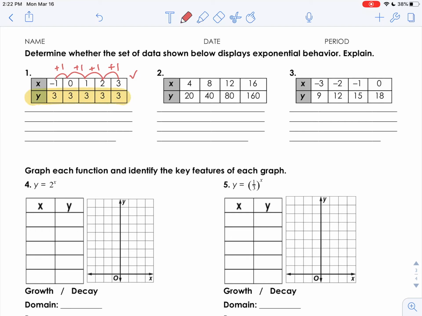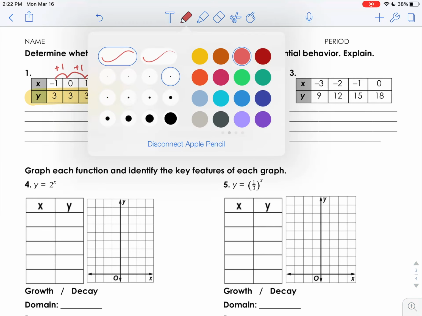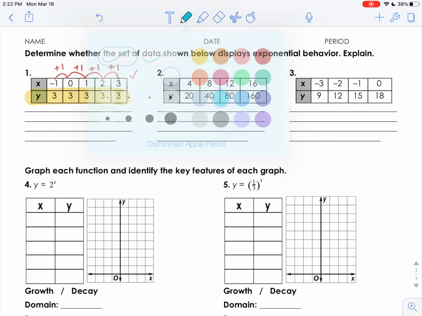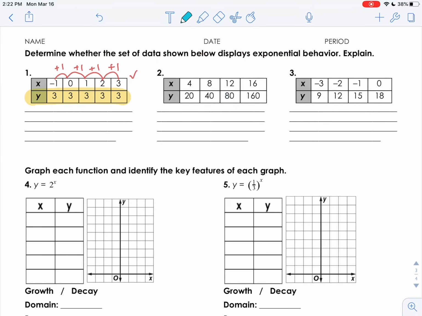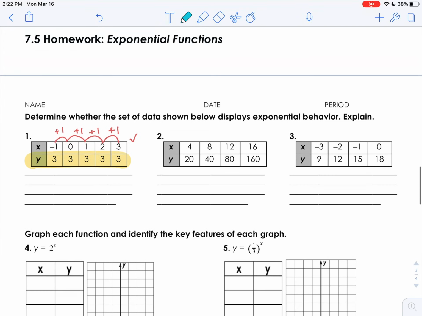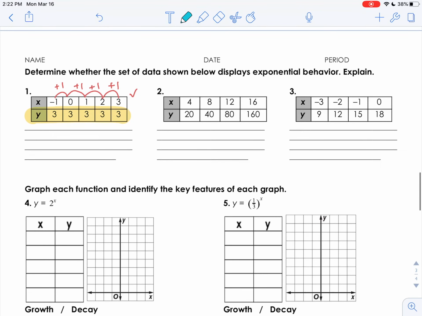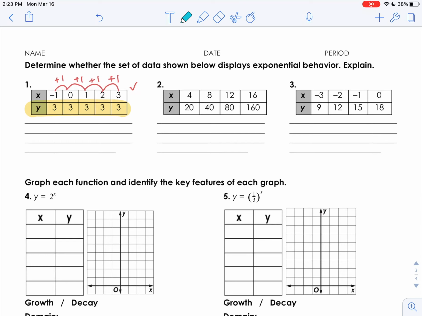Then we want to pay close attention to what's happening with our y values. Since the x values are increasing at a constant rate, we want to see what kind of relationship there is with these y values. So with these y values, it's actually staying exactly the same. As x is increasing, y is not changing at all. So you could describe this in a couple ways. You could say +0, or we could say -1.